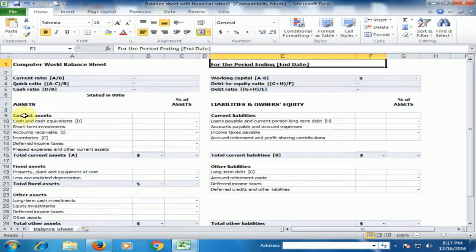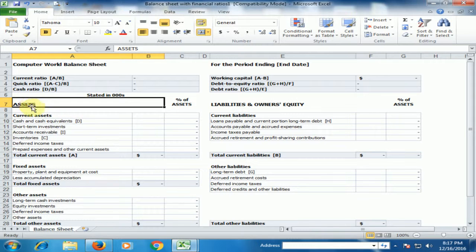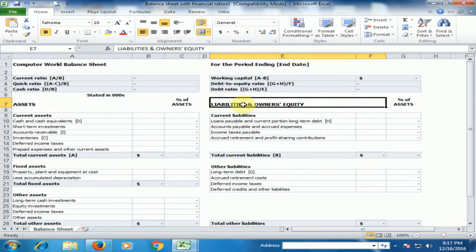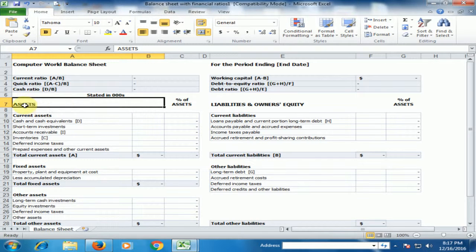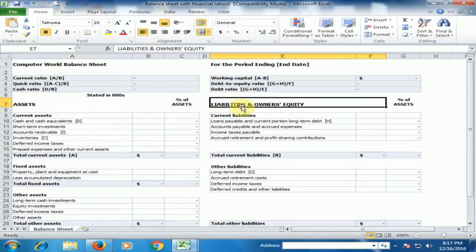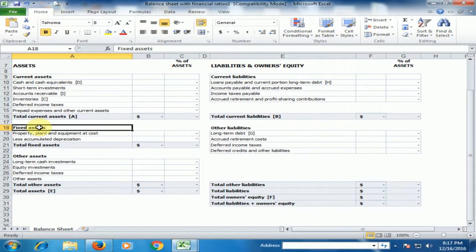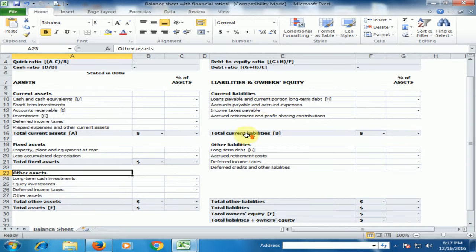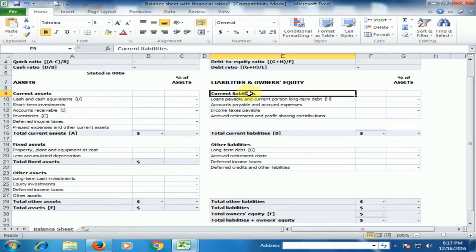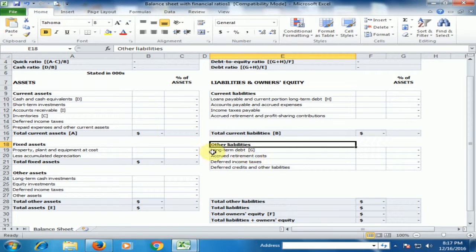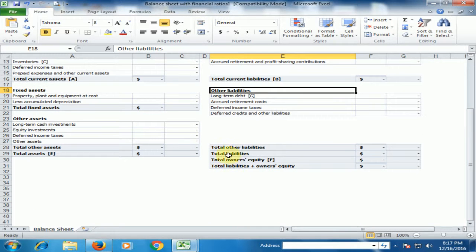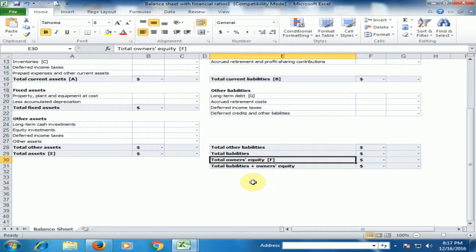In the balance sheet, there are assets, liabilities, and owner equity. On the left side there are assets, and on the right side there are liabilities and owner equity. In assets there are current assets, fixed assets, and other assets. On the liabilities side there are current liabilities, other liabilities, and total owner equity.